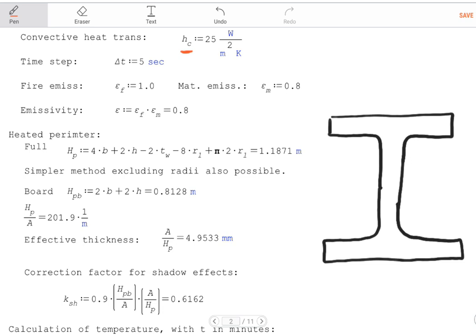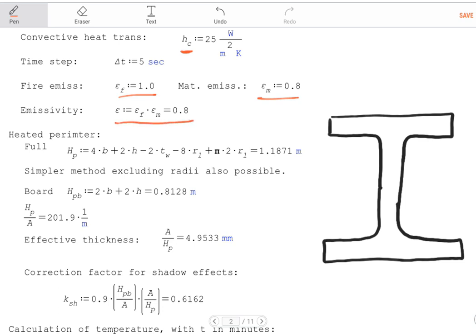Our time step, we're going to use a 5-second time step as per the Eurocode guidelines. You could use a smaller one, but wouldn't really recommend going to anything bigger than that. A fire emissivity of 1 for the fire and 0.8 for the material. You do see some guidelines saying 0.7, for instance, for steel. The guidelines do vary depending on what tests they are based on and what code you're looking at, but our overall emissivity is about 0.8.